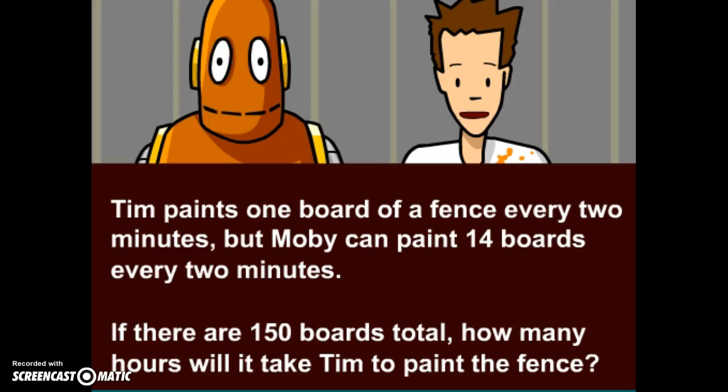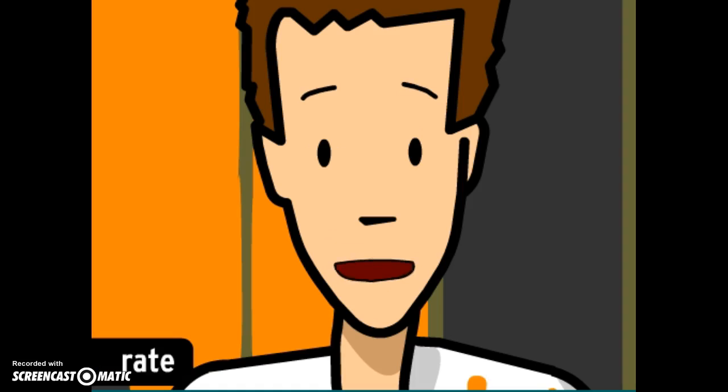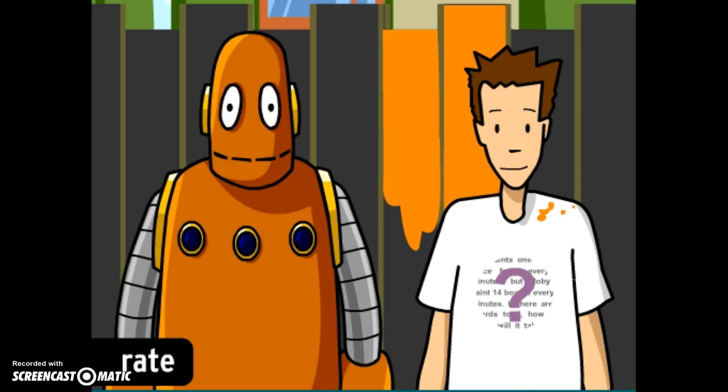So let's see. The question is, how long will it take me to paint the fence? So I know that the answer will be in units of time, like hours. I'm given 2 important pieces of information: how long it takes me to paint each board, and how many boards there are total. How long it takes me to paint each board is the rate. A rate is basically just a speed. It's how much time it takes to do something.